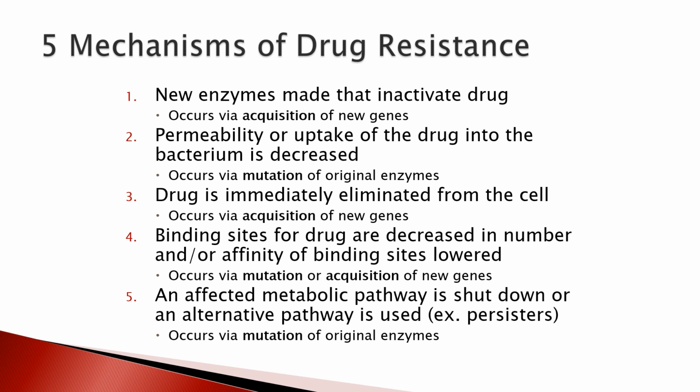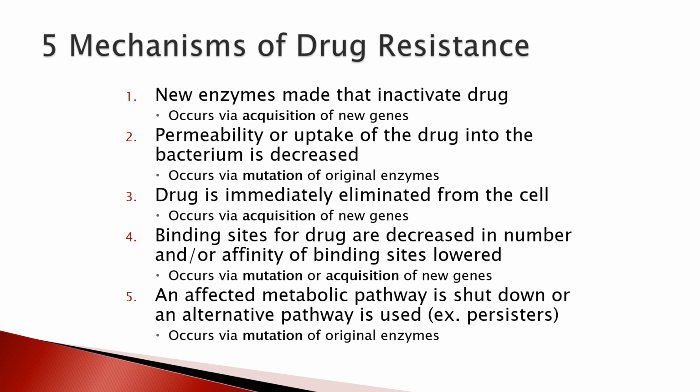All right, let's jump into chapter 10, part 2, starting with the 5 mechanisms of drug resistance. What I need you to know is the 5 types, those mechanisms of drug resistance, as well as how the microbe got that drug resistance. So the first one is that new enzymes are made that inactivate the drug. This is going to occur from acquisition.